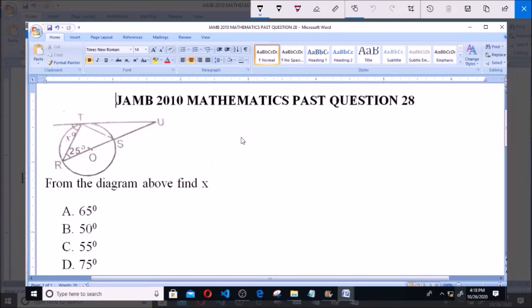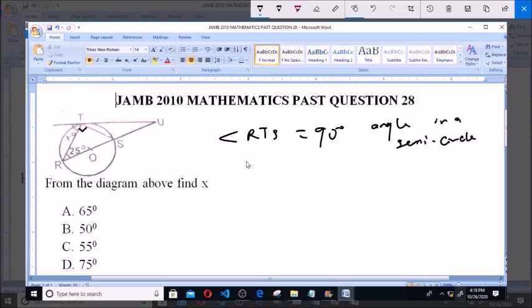Now looking at this diagram, you notice that angle RCS, this angle here, is equal to 90 degrees. Why is this 90 degrees? This is because of the angle in a semicircle. That theorem says that when two lines from the diameter of a circle touch the circumference of that semicircle, the angle formed between those two lines is a right angle, that is 90 degrees. So that is why angle RTS is 90 degrees.